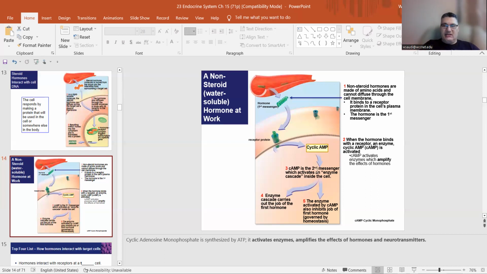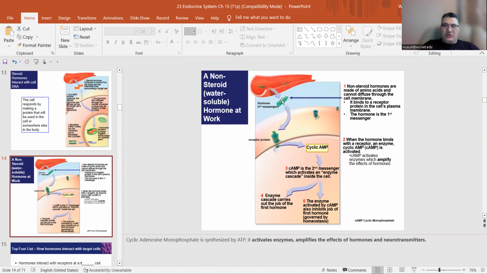Cyclic AMP, the second messenger, is going to activate enzymes, and these enzymes are going to activate hormones or other hormones that are going to produce the desired protein at the end. So you have to go through this because you don't have the key, because you're not lipid.